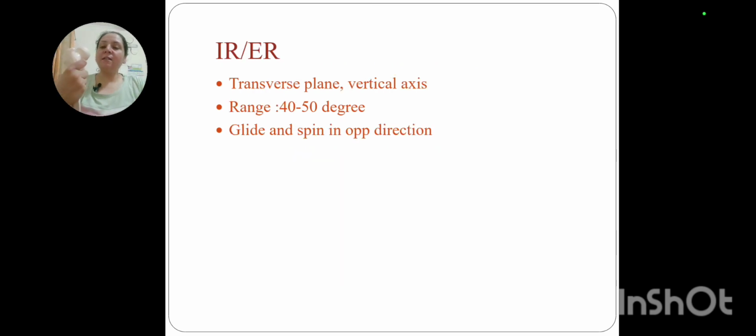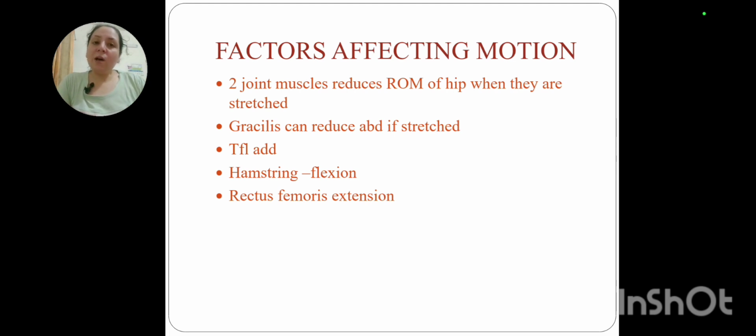Now what about internal to external rotation? The glide and spin mechanism again is opposite. If medial rotation is taking place, the head is moving posteriorly while the glide is taking place anteriorly. Fine. So the glide and spin again take place in the transverse plane around the vertical axis, and the range is 40 to 50 degrees. Now I have told you about this: it's a two joint muscle.